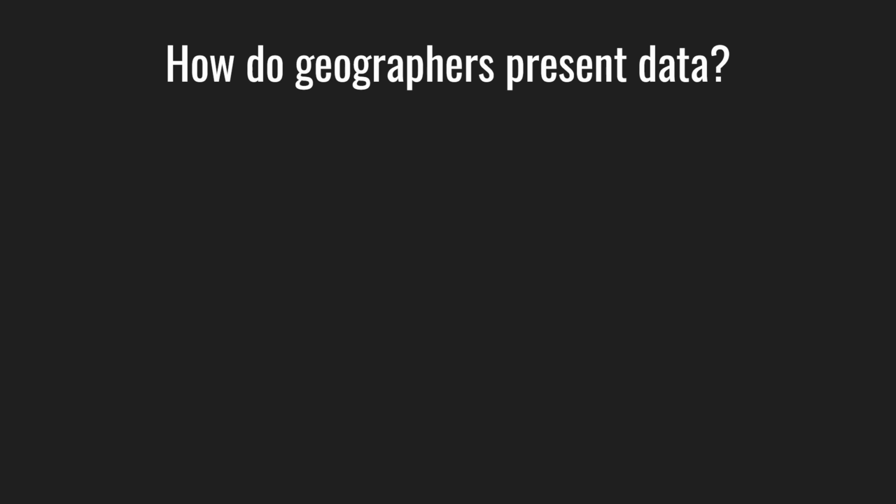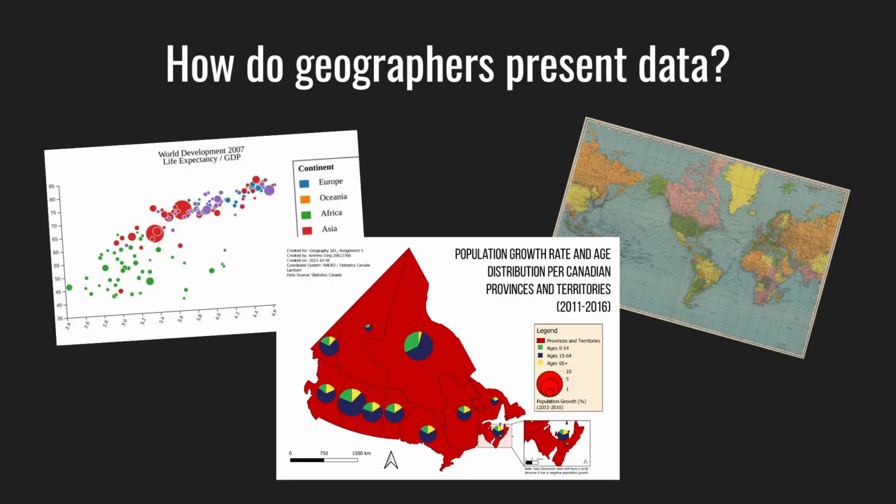To start off the video, I'll ask the following question. How do geographers present data? We can present data in a variety of ways, but most often we associate maps with geography. However, we can use graphs such as a bubble graph here to represent data by attributing each bubble to a country. We can even combine the two and put graphs onto maps, such as putting a pie graph onto this map to show the population share by age.